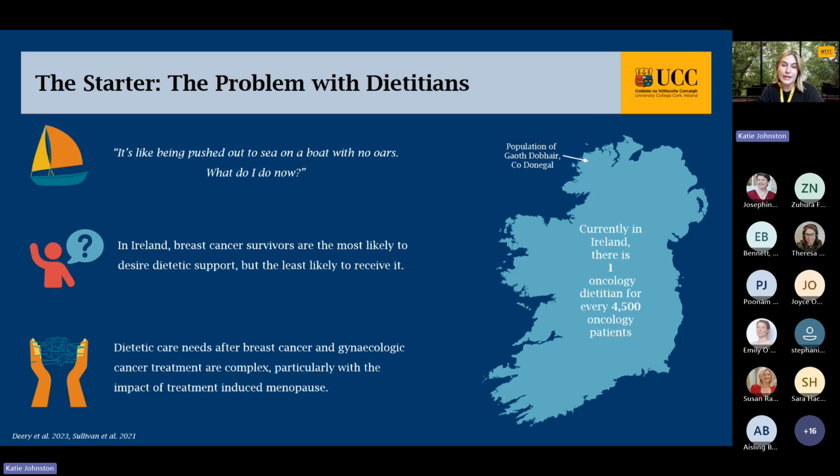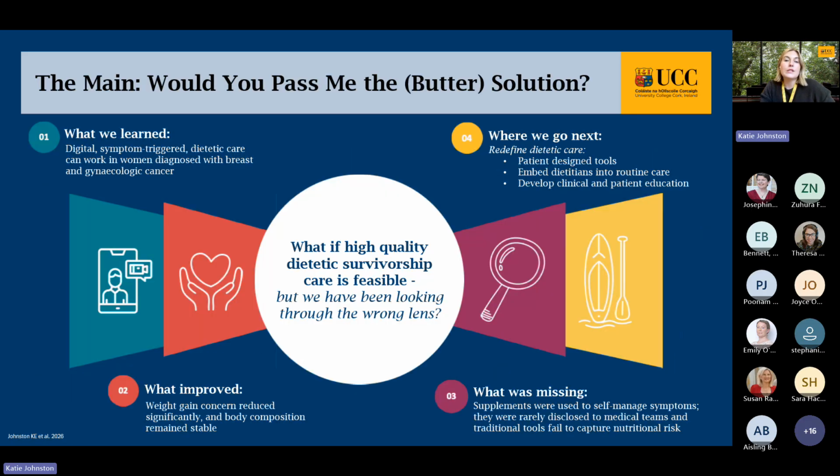So what is the problem with dietitians? Well, currently there is one oncology dietitian for every 4,500 oncology patients in Ireland, and that does not include those that have completed treatment. So what is the solution? Well, what if high quality dietetic care is feasible, but we have just been looking through the wrong lens? What we learned was that digital symptom triggered dietetic care can work in women with breast and gynecologic cancers.